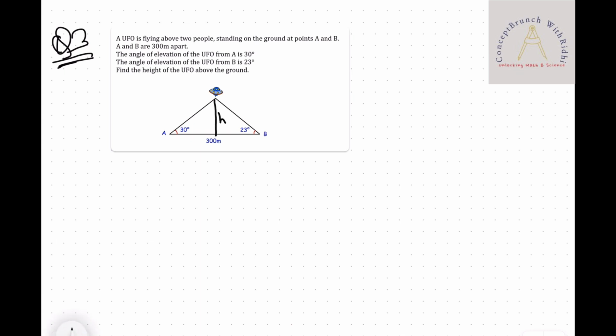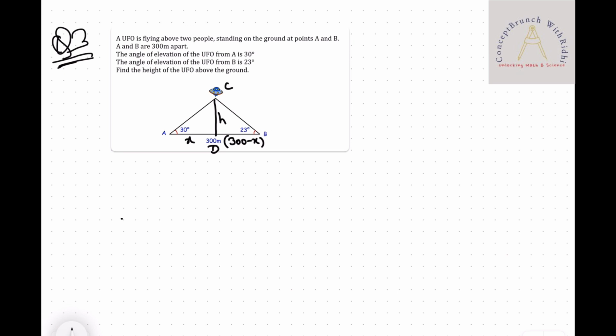Since this is not an equilateral triangle, not even an isosceles triangle, we can't just say it's 150 and 150. So we have to separate them. Let this be x, so this is 300 minus x. Now we have two triangles, and we have to assume something else. Let this point be C and this point be D.